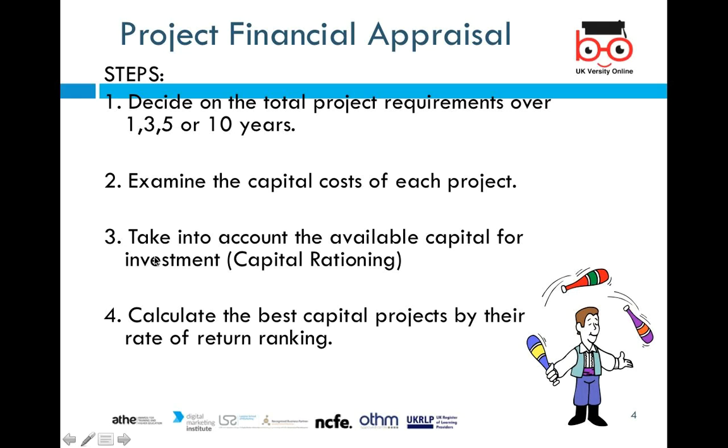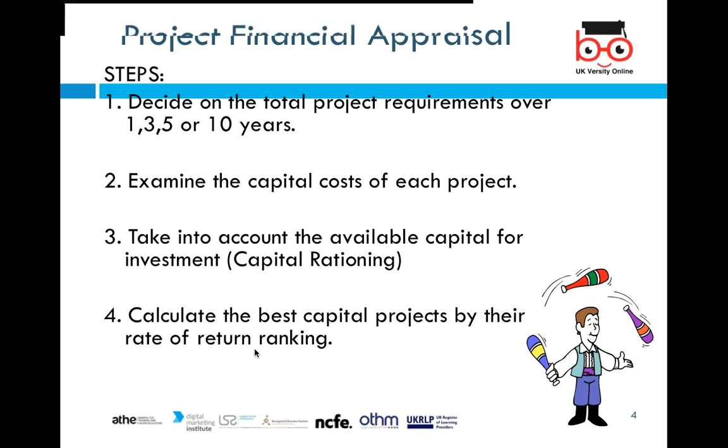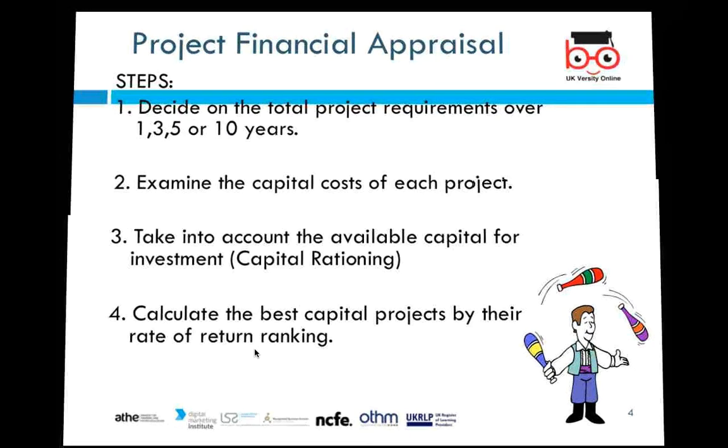So the capital available this year may be adequate, but the capital in future years may be reduced for many reasons. So future capital availability needs to be taken into consideration. That's called capital rationing. And also calculate the best capital projects by the rate of return ranking, because capital rationing may include inability to borrow, caution to restrict borrowed money, a rich family atmosphere, and other things. So that has to be considered in the rate of return ranking.